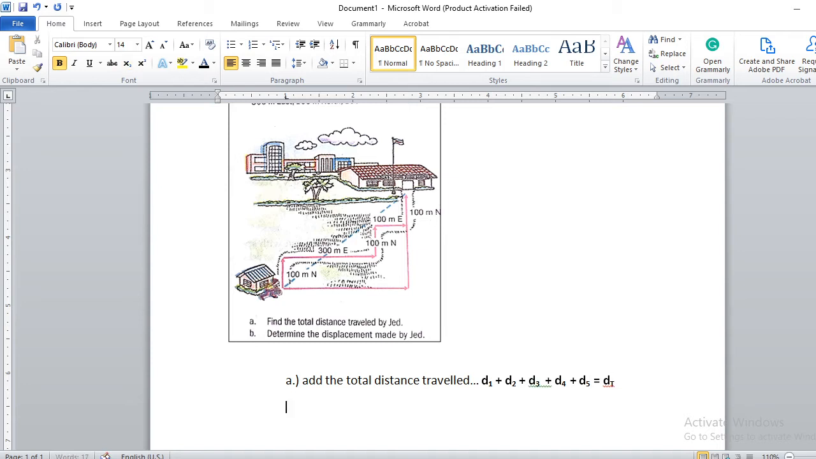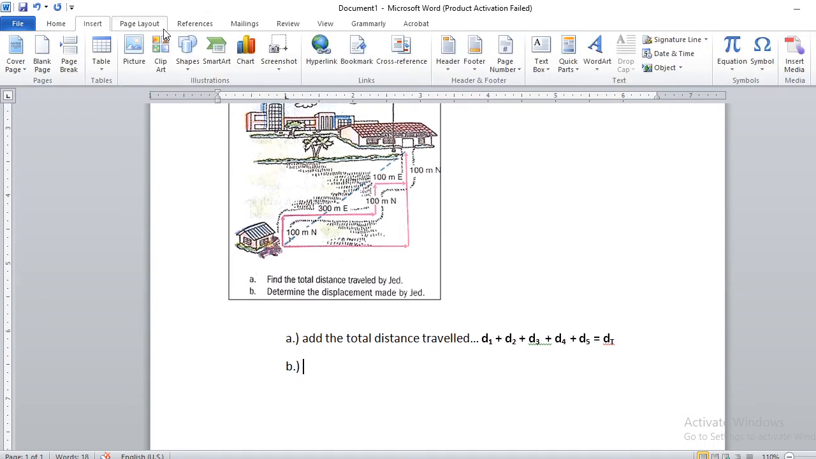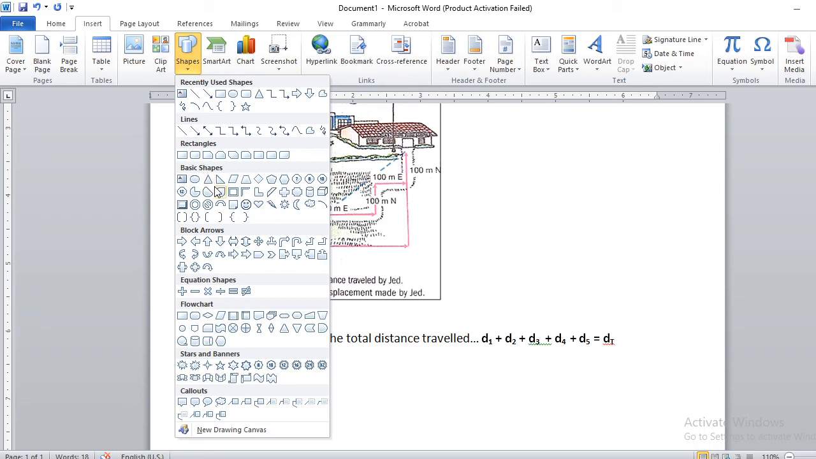What is now the total displacement? Okay, for letter B, the total displacement will be computed from the starting point. We are going to total the length of this side of the right triangle, and then we are going to total the length of this side of the right triangle. So we are going to capture a right triangle shape.